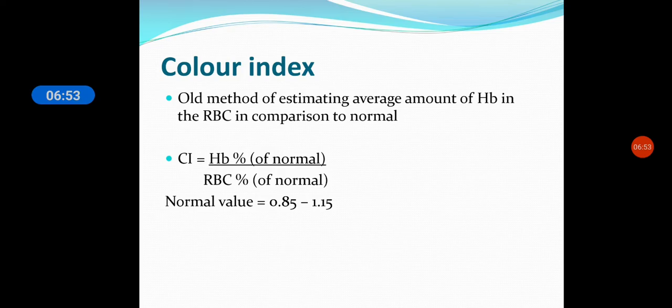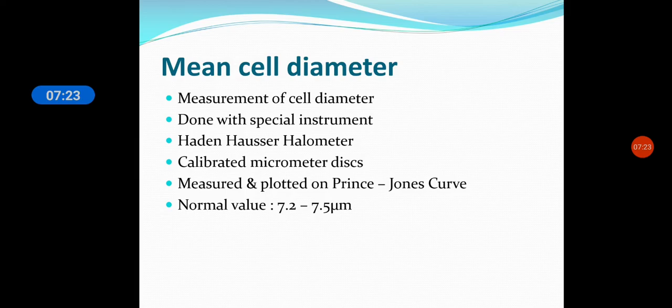Basically, you're detecting the average amount of hemoglobin in an RBC and comparing it with the normal. Okay, so how do you detect a color index? It is the hemoglobin divided by RBCs. Okay, that is the color index. It has not been used now. Earlier it was used. What is the normal value? It is 0.85 to 1.15 is the normal color index. Okay, so basically all these parameters you require to aid in your diagnosis.